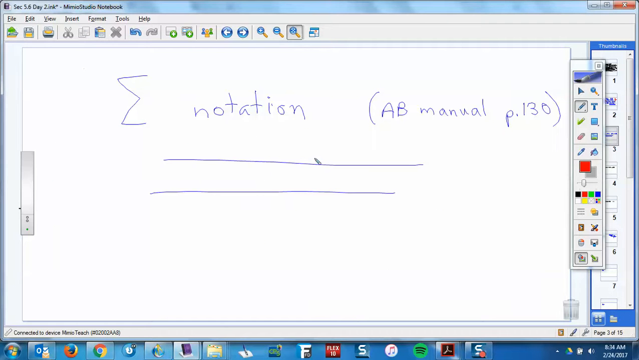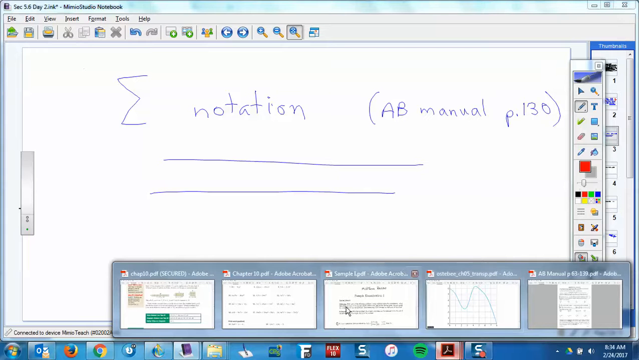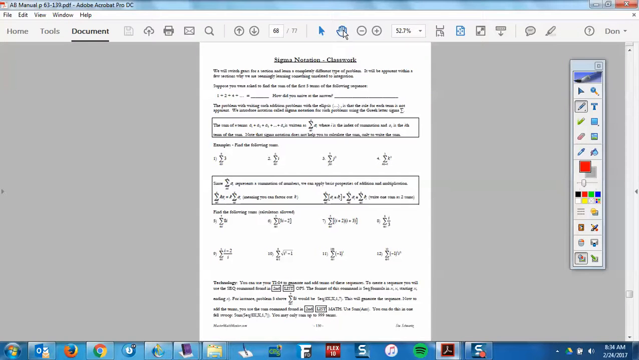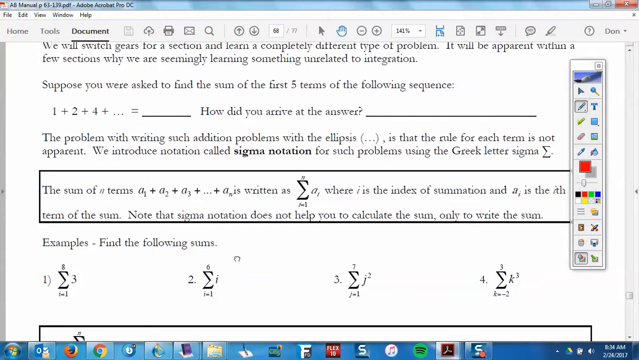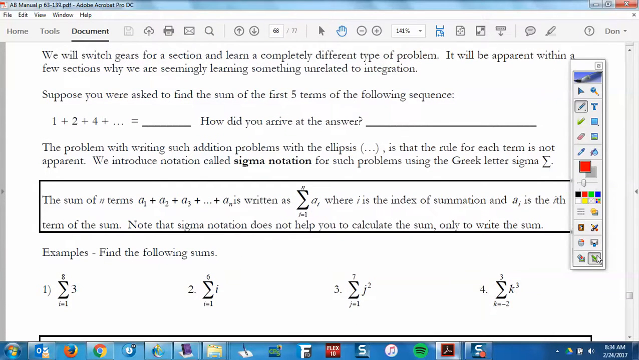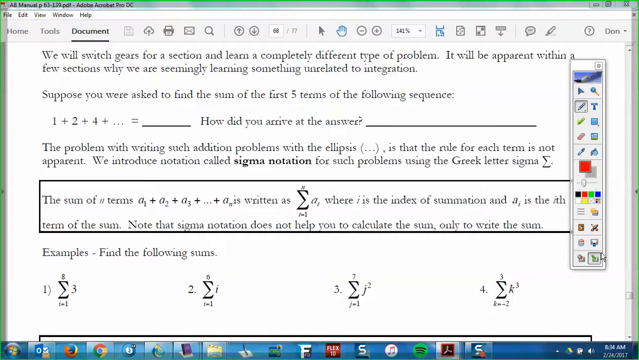All right. So let's go to this thing, and you may recognize this from last year. Sigma notation. This guy right here. That look familiar? What does the Greek letter sigma stand for? The Greek letter S stands for sum. We use sigma to shortcut sums.